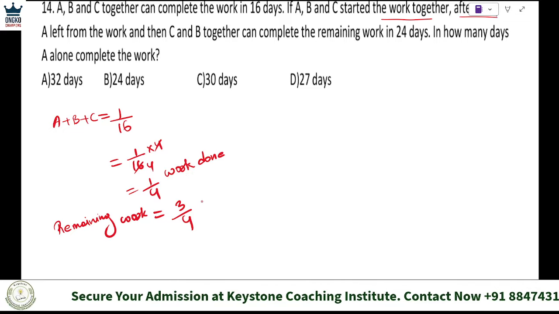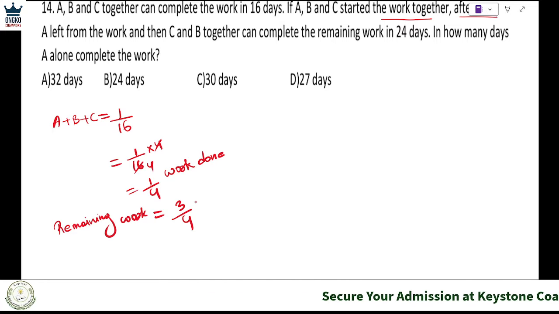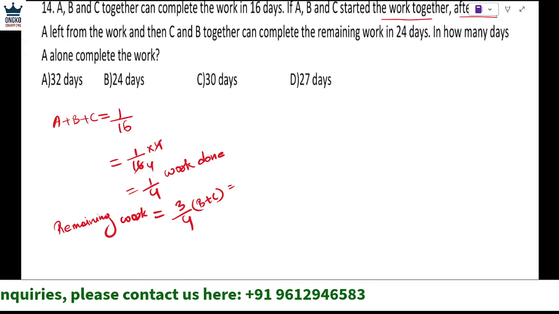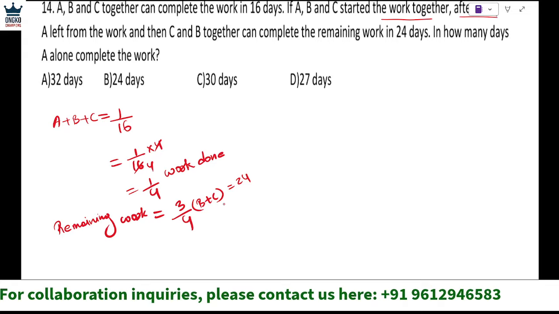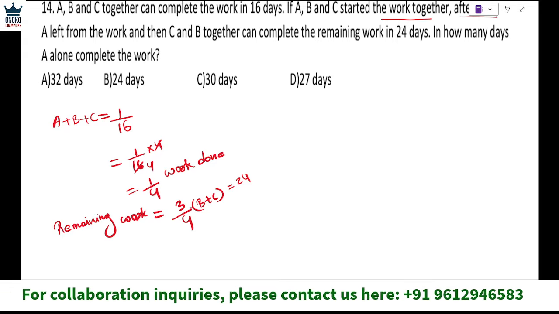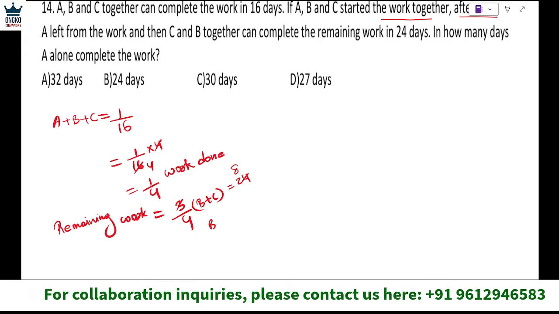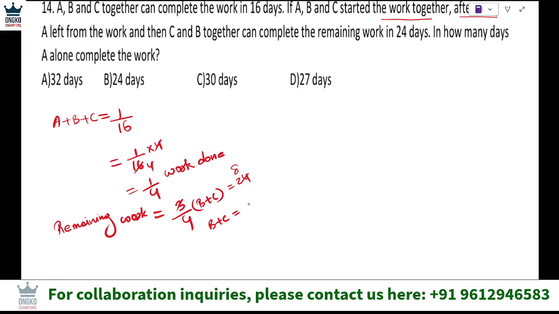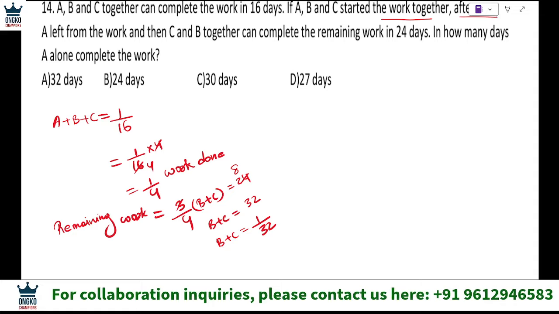Alright, now this was done by who? Remaining work in 24 days. So this was done by B and C working in 24 days. So 3 1 times, 3 8 times. So B plus C is equal to 8 4 times is 32. That means B plus C together 1 day work will be 1 by 32 and they can finish the work in 32 days.